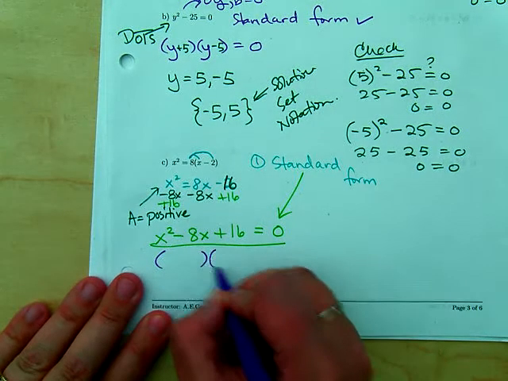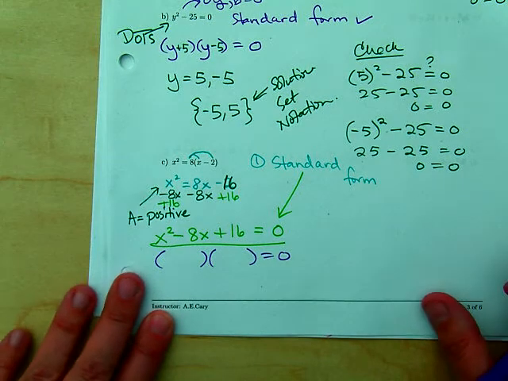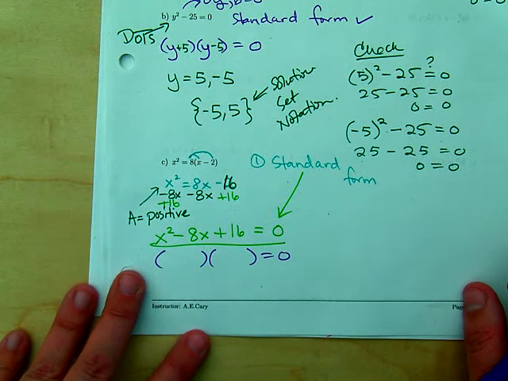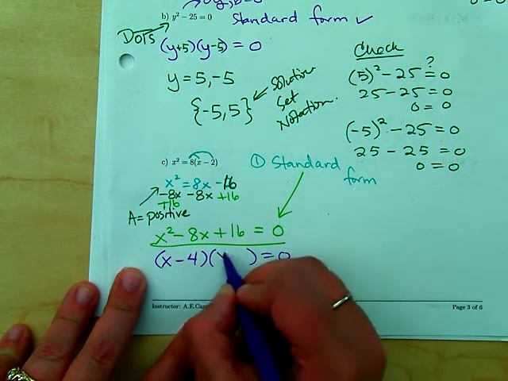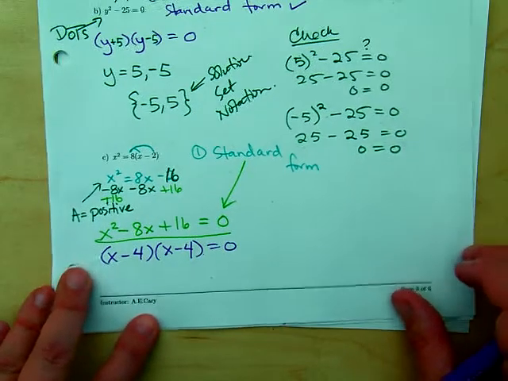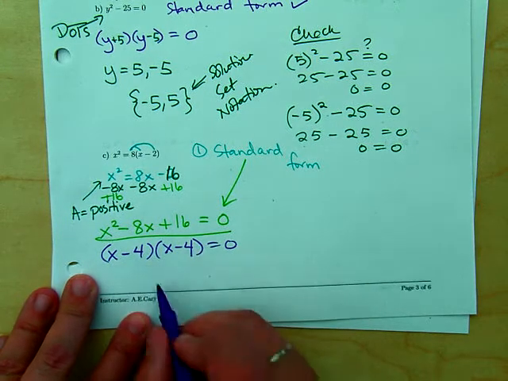So let's put our factor pairs here. Can anyone tell me two numbers that multiply to 16 and add to negative 8? What is it? Negative 4. X minus 4 times x minus 4. Does everybody agree on that? Those factors. So what would x have to equal in order to give us 0?